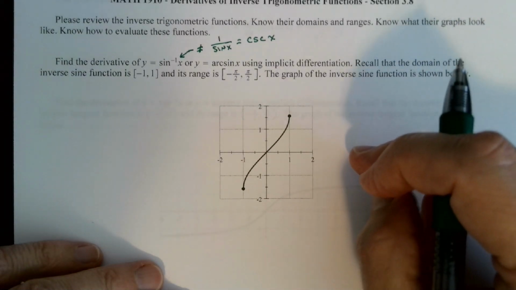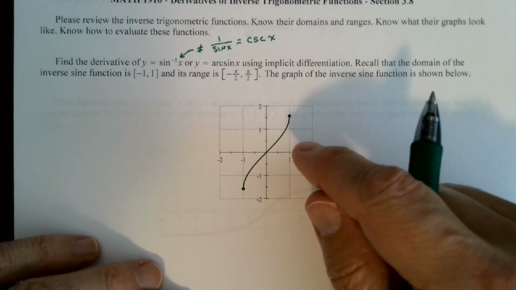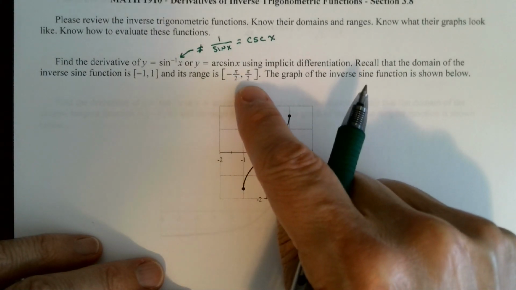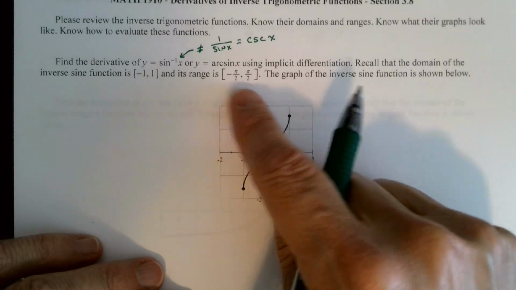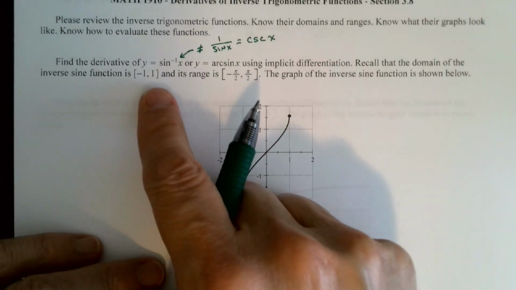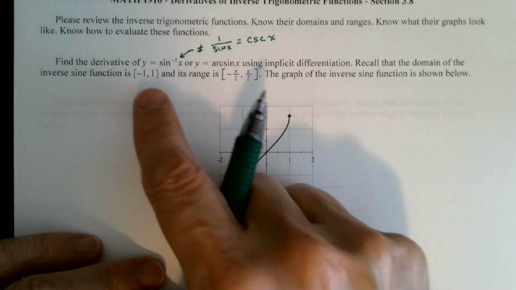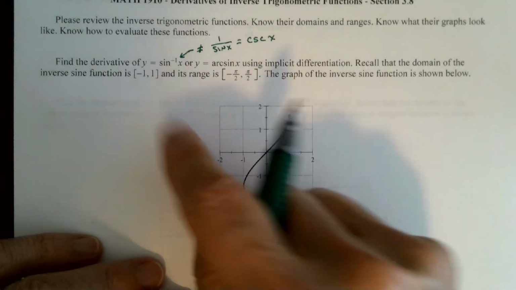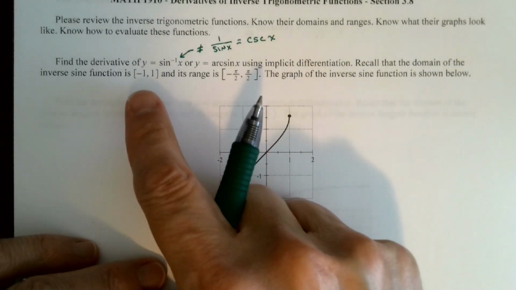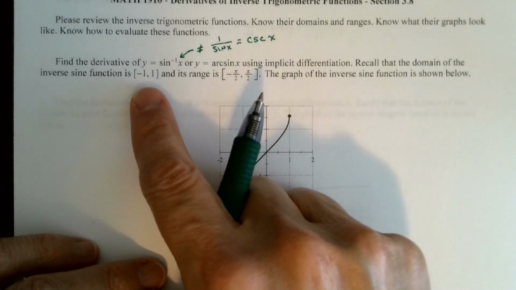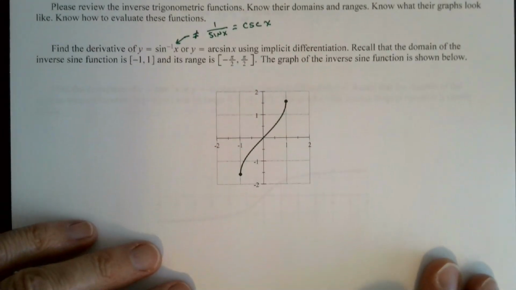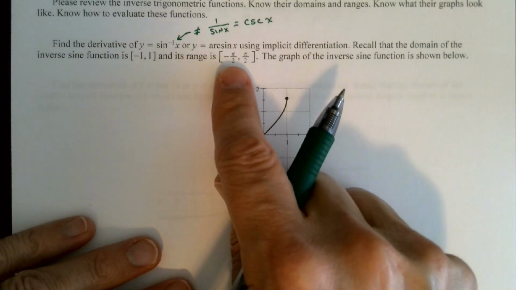So we need to restrict the sine function's domain, and the way we restrict it is to the interval from -pi over 2 to pi over 2. On that interval, the sine function is 1 to 1 and attains all its values from -1 to 1. Sine of -pi over 2 is -1, sine of pi over 2 is +1. So with those restrictions, we have the domain of our inverse sine function, -1 to 1, and the range of our inverse sine function, -pi over 2 to pi over 2.